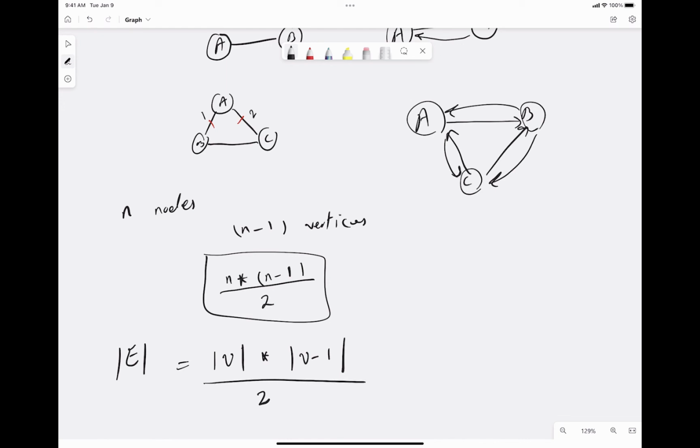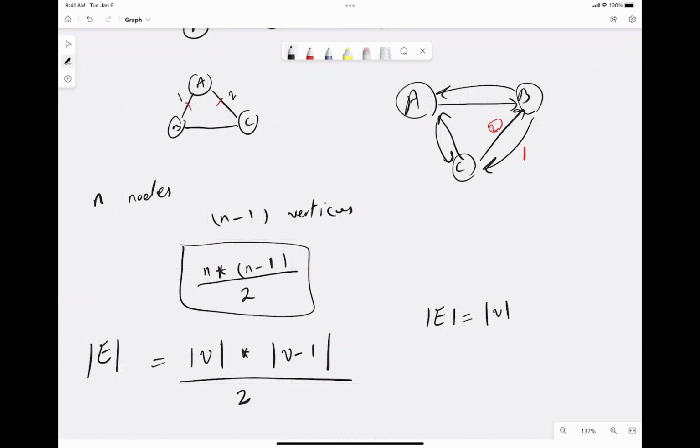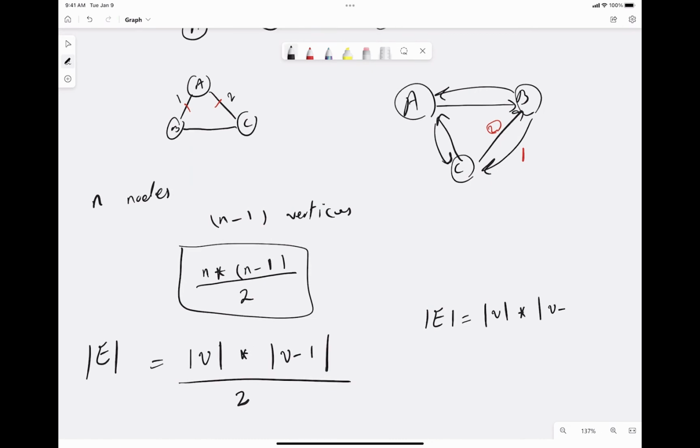If it is a directed graph, we actually don't need to divide by 2, because the edges are distinct. As you see here, this is the one edge from B to C, and there is one from C to B. So they are distinct, so we're not dividing by 2. For a directed graph, the number of edges will be equal to V, the size of the vertex set, times V minus 1, and that's going to be the number of edges in the complete graph.